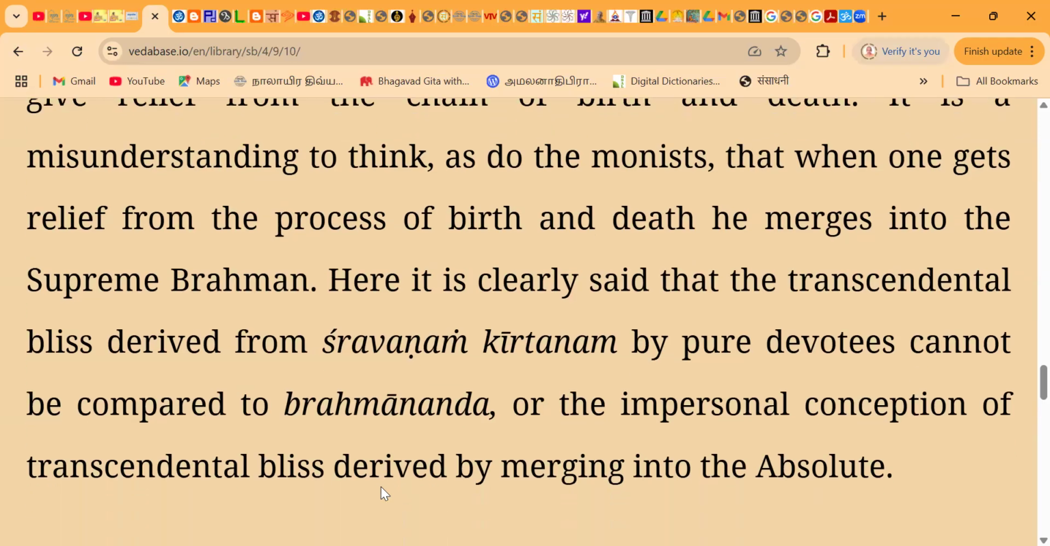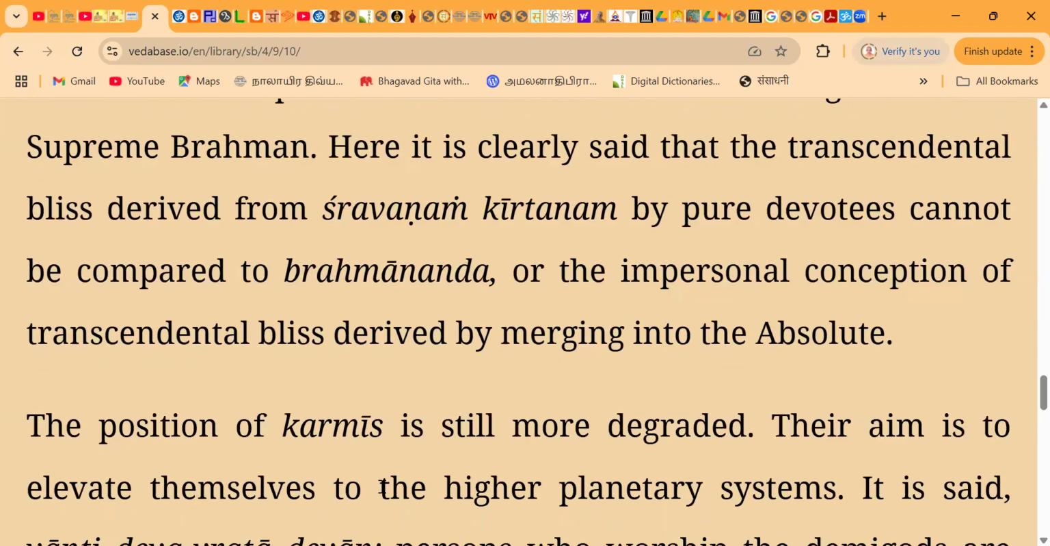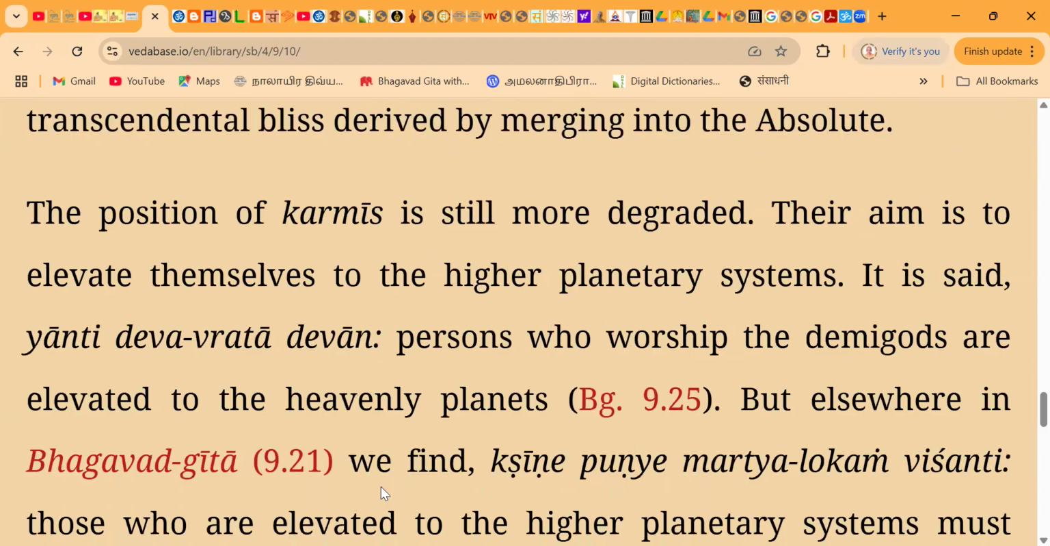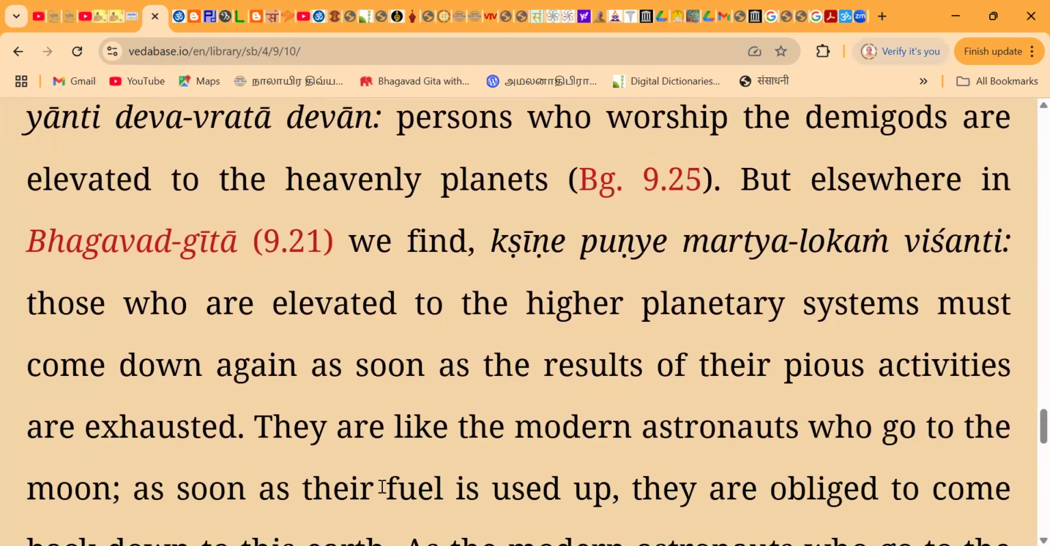So here it is clearly mentioned that the happiness from Shravanam and Kirtanam cannot be compared to the Brahmananda, or the impersonal conception, the transcendental bliss. And the position of the karmis, by which they enjoy Swarga happiness, is even more degraded. In the Bhagavad Gita it is clearly mentioned, Kshine Punye Martyalokam Vishanti.